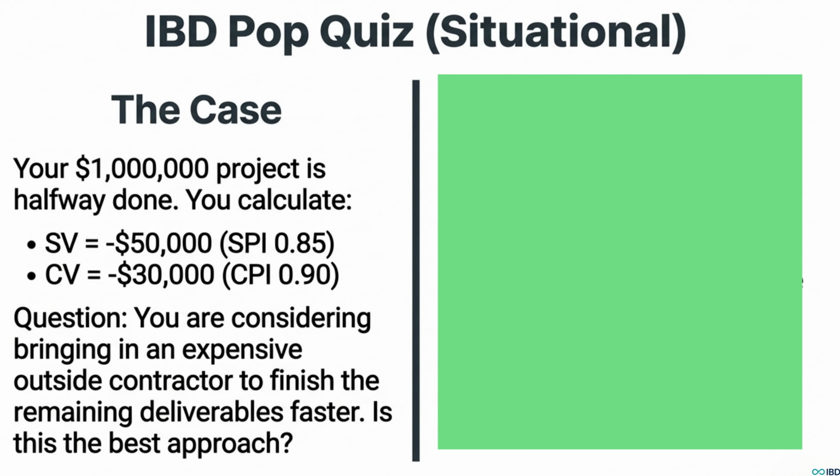Okay, you ready? Time for a quick pop quiz to see if this is sinking in. Here's the situation. You're running a $1 million project. You're at the halfway point. Your schedule variance is negative $50,000. Your cost variance is negative $30,000. So the question is, should you bring in a super expensive, high-speed contractor to get things back on track? I'll give you a second to think.